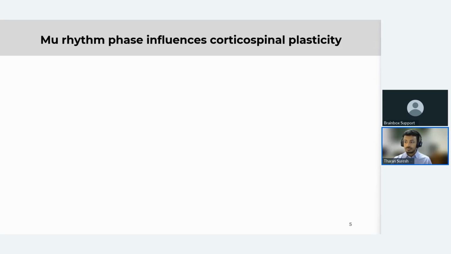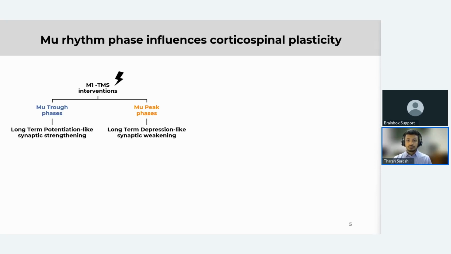So we know from TMS interventions targeted to M1 that show differential effects when delivered during mu rhythm trough phases as opposed to mu rhythm peak phases.